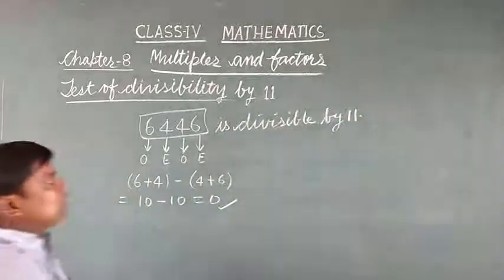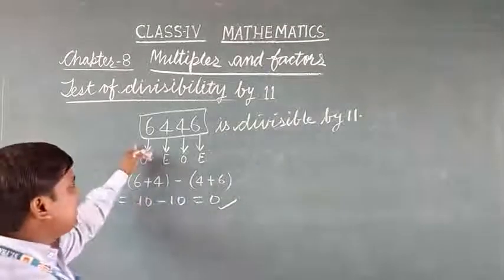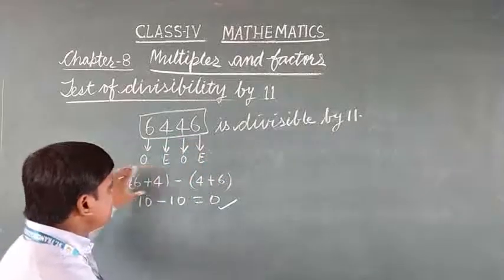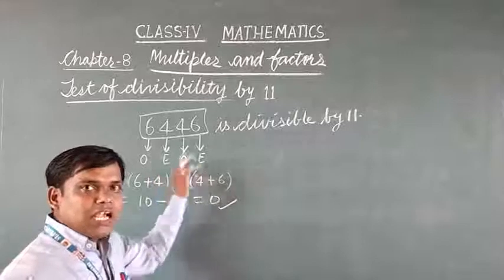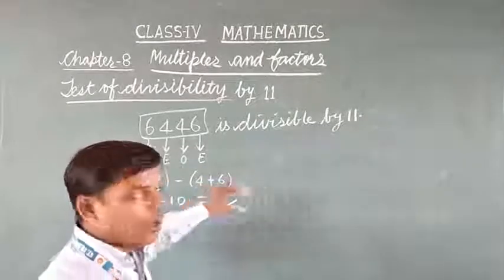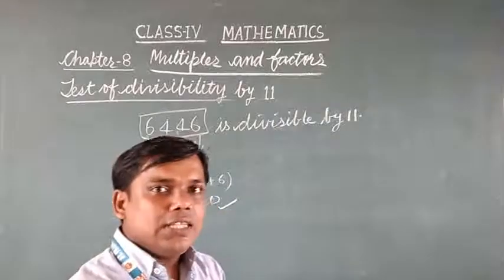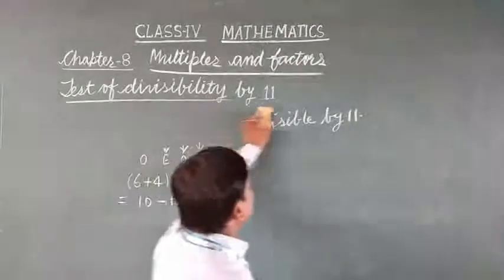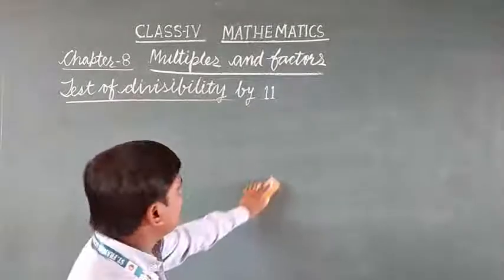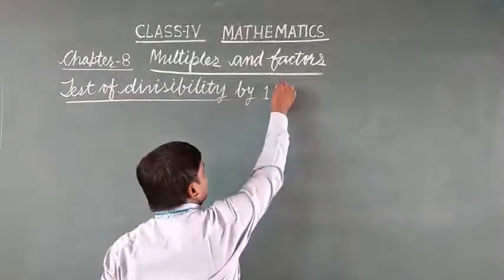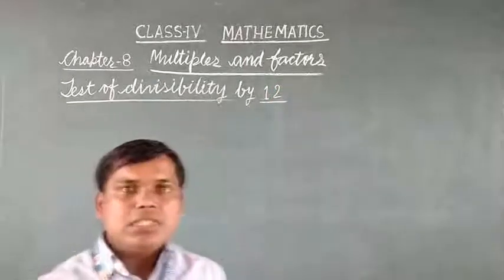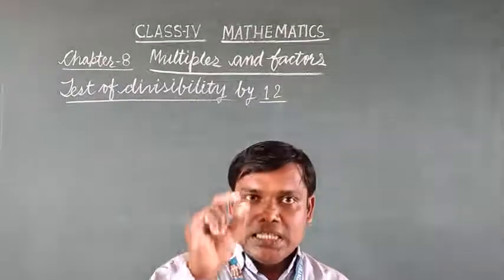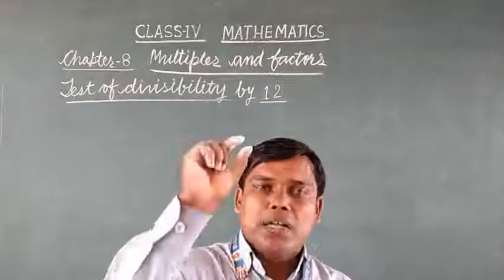Similarly, you can check for the other numbers by writing odd and even places digits and finding the difference of the sum of odd place digits and even place digits. If the difference is 0 or a multiple of 11, we can say that the number is divisible by 11. Now we will read test of divisibility by 12. A number is said to be divisible by 12 if the number is divisible by 3 and by 4.